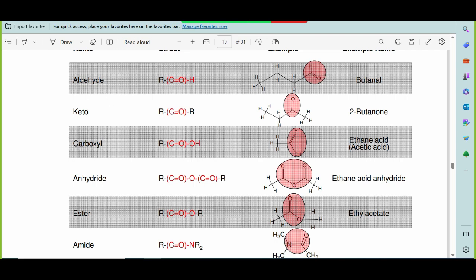The difference with an aldehyde is that we have first an oxygen and then the oxygen forming a bond with hydrogen. So it's called ethanoic acid because we have two carbons, or the conventional name is acetic acid.